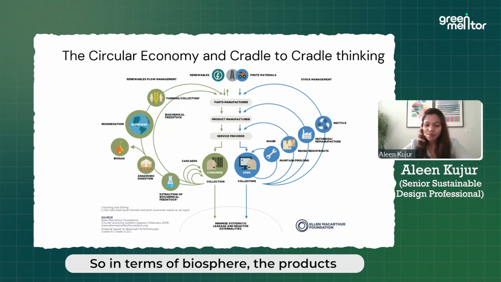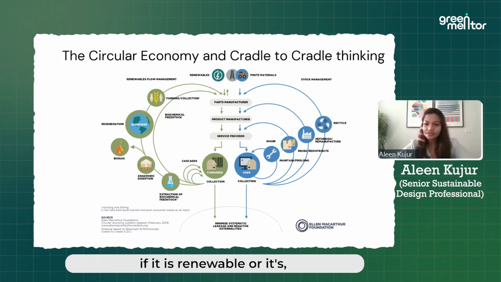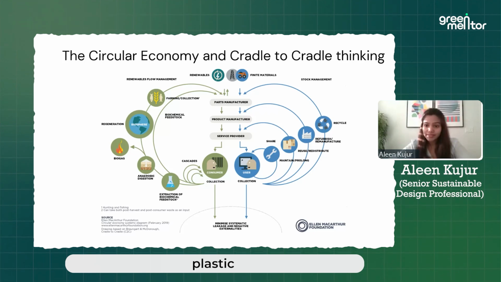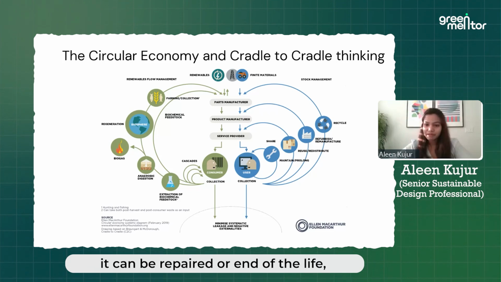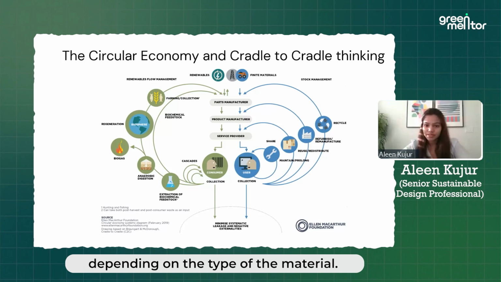In terms of the biosphere, the products or materials used in the process of manufacturing, if they are renewable or biodegradable and can be pushed back to nature, we send them to the biosphere. And if it's technical, like a metal or plastic, it falls under the technosphere. So it can be reused, refurbished, repaired, or at end of life, it can be recycled, or can also be sent to the landfill depending on the type of material.